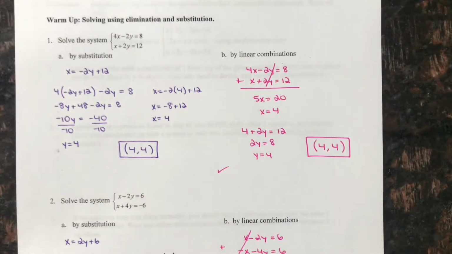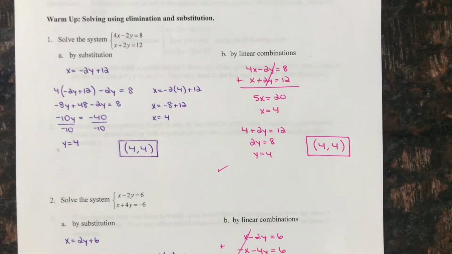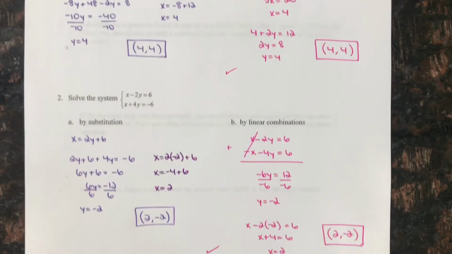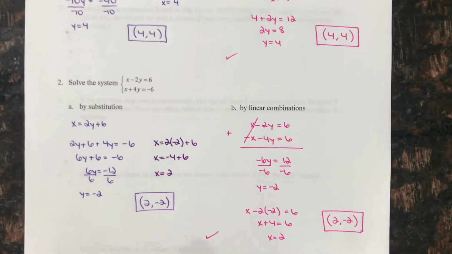Go ahead and check your solutions for number 1. You should have gotten an intersection point of (4, 4). Moving on to number 2, our intersection point was (2, -2).